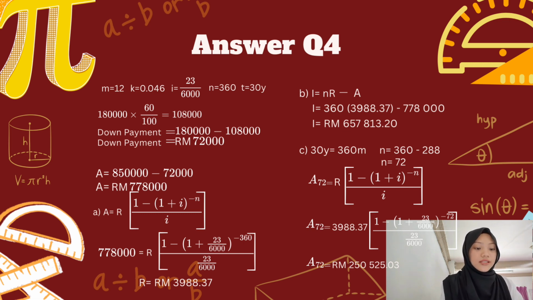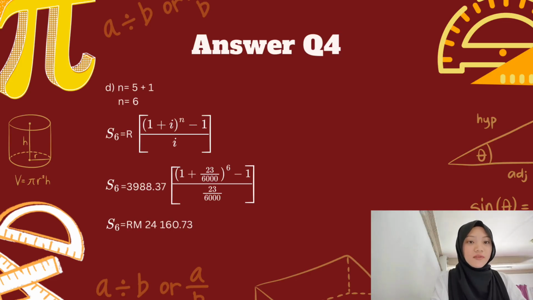So firstly, we will change the terms to months. The term, as we know, is 30 years. We will times it with 12 months, so we will get 360 months. And after that, we will minus it with the 288 payments, so we will get the n value of 72. And after that, we will put that in the formula of the present value. We will get the rest of the loan balance that he has to pay is RM 250,525.02.